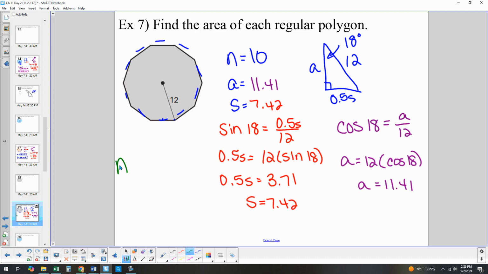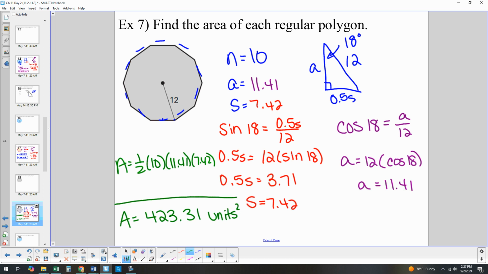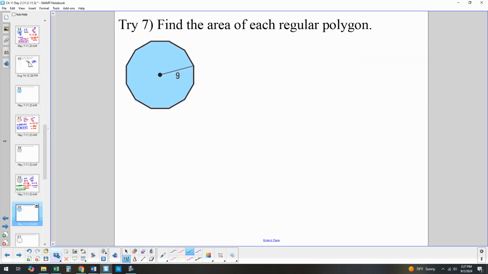So now we can find our area, 1/2 times 10 times 11.41 times 7.42. And I get an area of 423.31. And again, no units on this one, so I'm just going to write units squared. Here's one for you to try. Pause if you'd like. Answers are posted online.